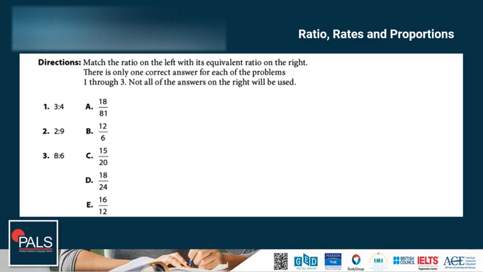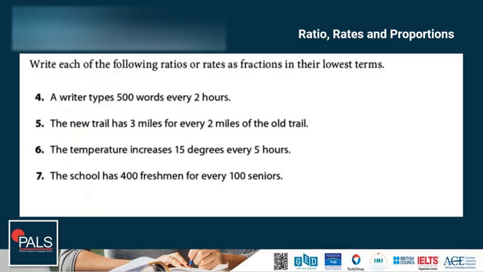3/4, the answer is 15 over 20. 2 to 9, A, 18 over 81. And number 3, 8 to 6, the answer is letter E, 16 to 12. Second set, write each of the following ratios or rates as fractions in their lowest terms. Are you done? Here are the answers.